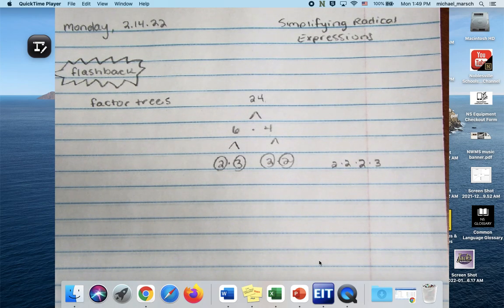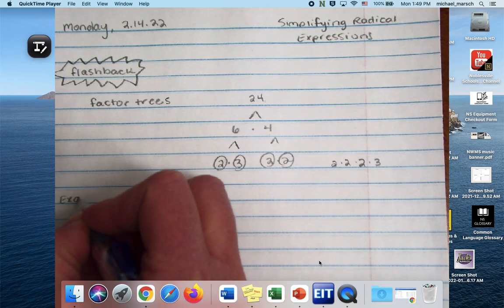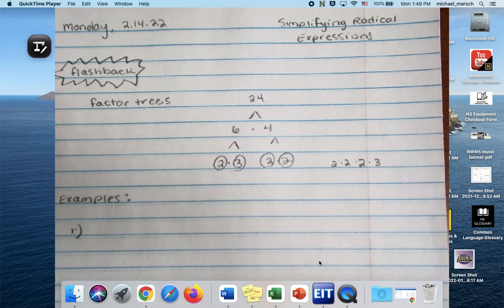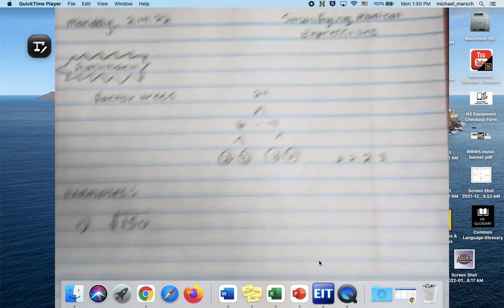So everybody's good with prime factorization? Yep. So now, how does this relate to simplifying radical expressions? Cool. All right. So we're going to do some examples. We're going to start with the square root of 150.